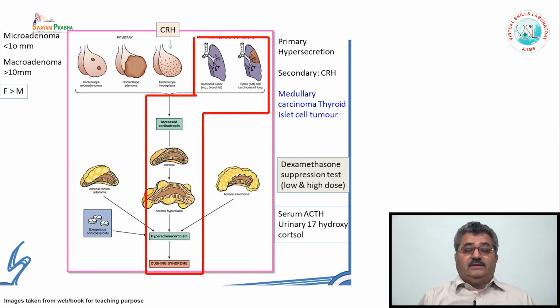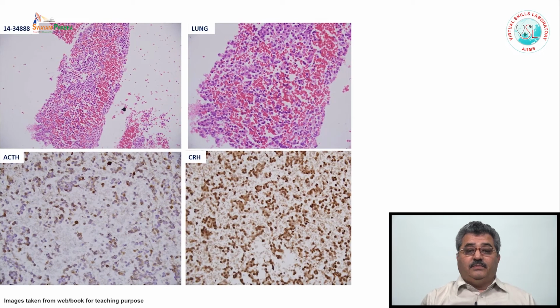In the ACTH-independent type, whatever dose of dexamethasone you give, whether low dose or high dose, there is no effect on the cortisol levels, which I already mentioned can be measured in the serum, or their metabolites can be measured in the urine. Now this is an example of a carcinoid tumor in the lung, which was producing ACTH, and this is the immunostaining for ACTH.